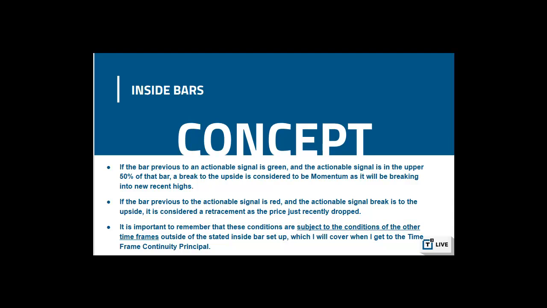If the bar previous to an actionable signal is red and the actionable signal break is to the upside, it is considered a retracement, as the price just recently dropped. That means if the price drops, then goes inside and goes back to the upside, we know we have at least some retracement because it has just gone down. It is important to remember that these conditions are subject to the conditions of the other time frames outside of the stated inside bar setup, which I'll cover when I get to the time frame continuity principle, as well as broadening formations.